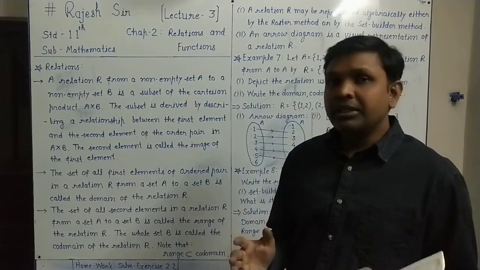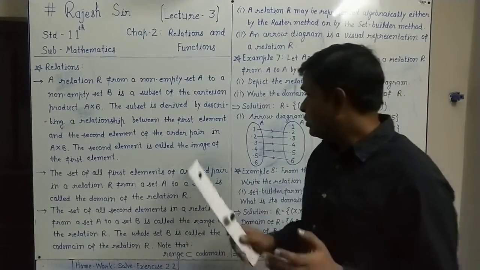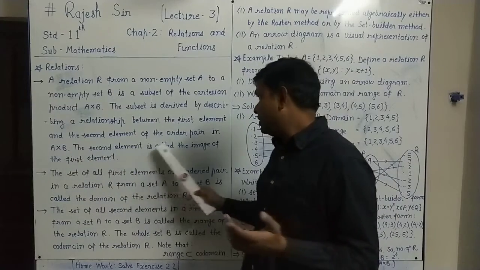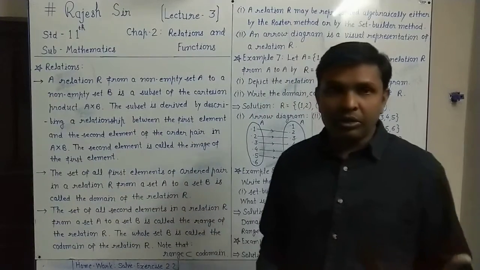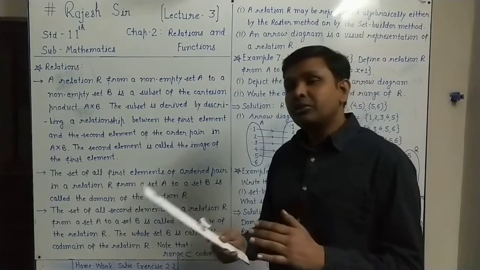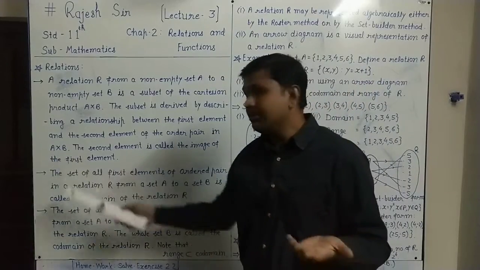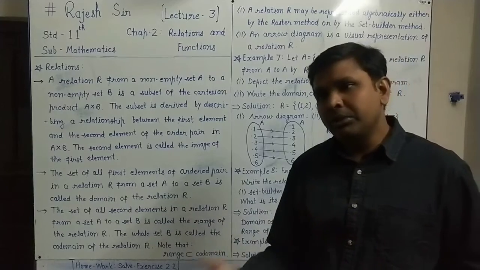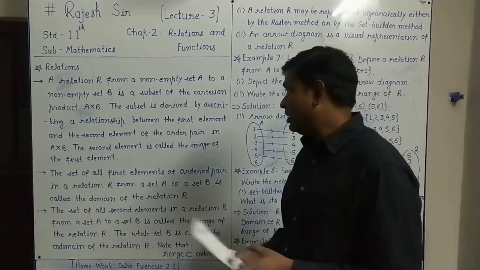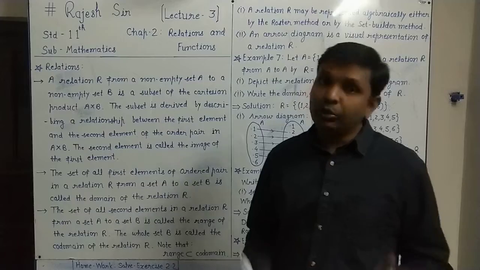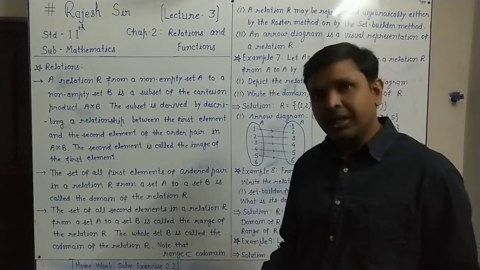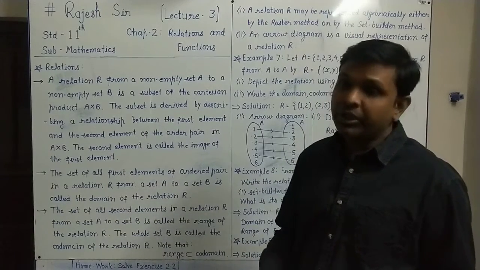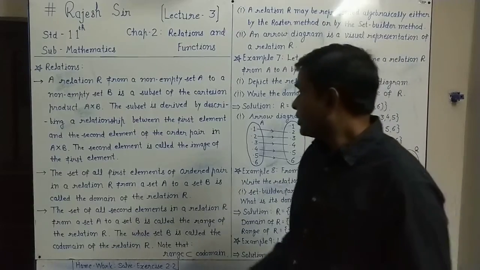Everything will not be the relation, but in the Cartesian product A cross B, we are writing the ordered pairs of the elements of A and elements of B. So there must be some relation between the first element and the second element, and that relation we have to mention here, and it is called a relation. We have to identify the relation and we have to make the set of it.